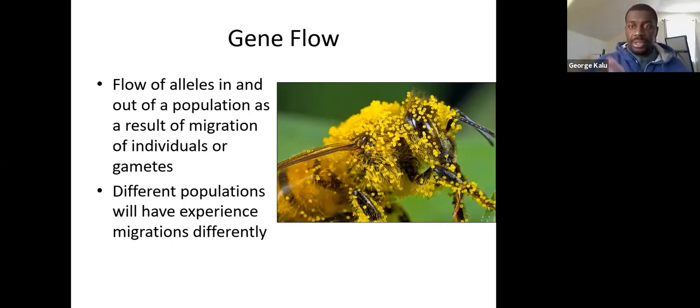So migration and gene flow is going to happen a little bit differently depending on what kind of species or organism you're looking at. Okay. All right, that's gene flow.